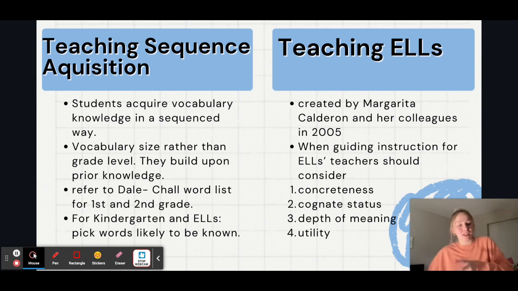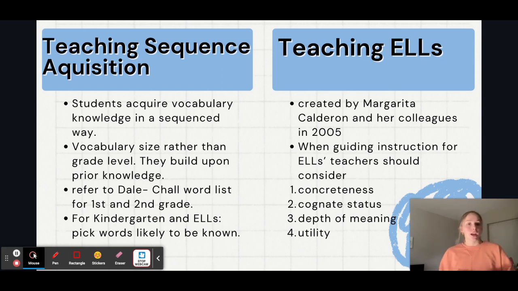They are building their vocabulary based off of this prior knowledge in these tier 1 words that they already know. And they're able to then move on to bigger words. And it's very systematic. So with that being said, you can refer to the Dale Child list for first and second grade, but also for kindergarten and English language learners, you're going to want to pick words that they likely already know so that they can later build on from that prior knowledge to some bigger words that are going to be more likely to be seen in their text.